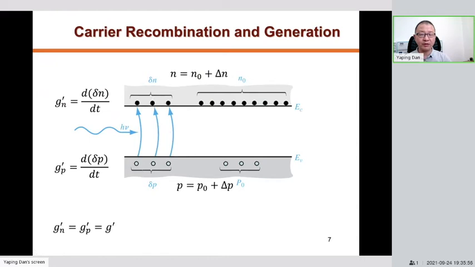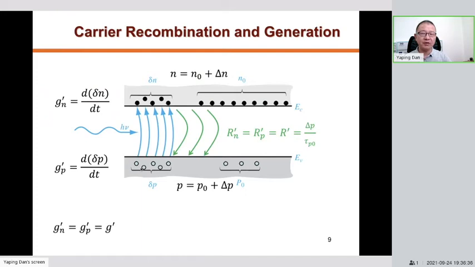As time goes on, more and more electrons will be generated by continuously absorbing incident photons, and more holes will also be created. But this will not go on forever. If it did, there would be an infinite number of excess carriers in the semiconductor. Because at the same time you create electrons and holes, they also have a chance to recombine, so to disappear.